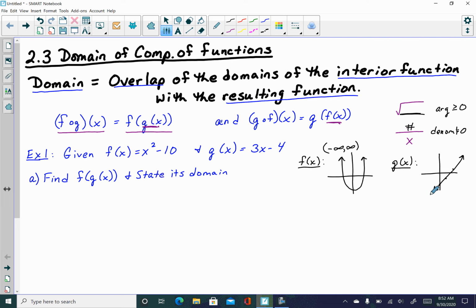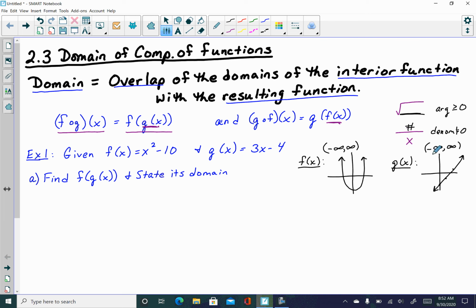This graph is going down and to the left forever, and it's going up and to the right forever, so it's going left and right forever. So g of x also has a domain of negative to positive infinity. Okay, that's just a quick recap of domain of what we've talked about up to this point.